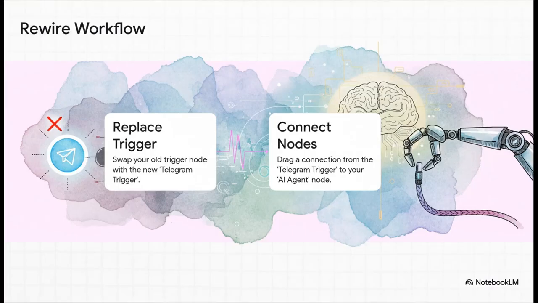And this part is super simple. All you have to do is disconnect and delete whatever trigger you were using before, like that manual on-chat message trigger. Then, just connect your new Telegram trigger right in its place. Drag that little connector from the Telegram trigger straight to your AI agent node.